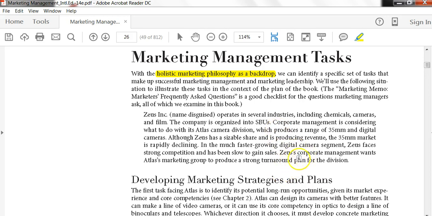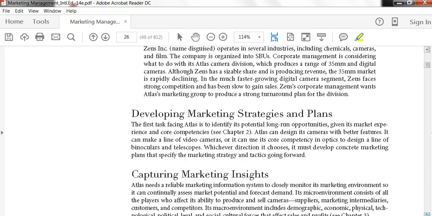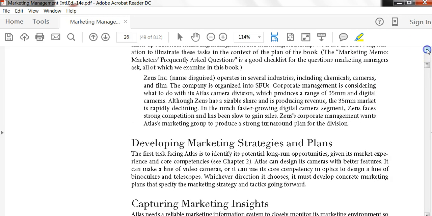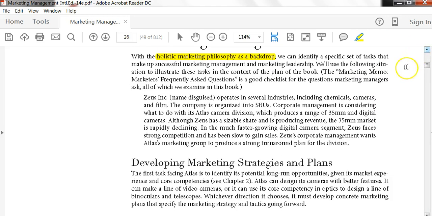So Juice's corporate management wants Atlas Marketing Company to produce a strong turnaround plan for the division. They are struggling to get a strong foothold in the market. So how can they turn around? That is the question, and that is the problem in this situation.